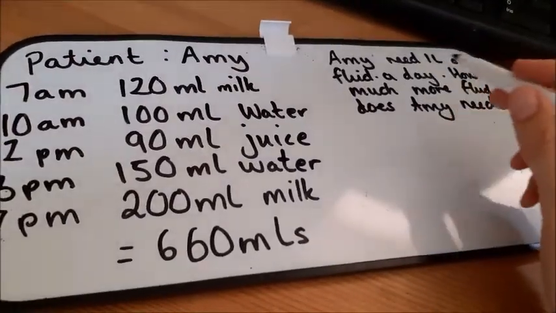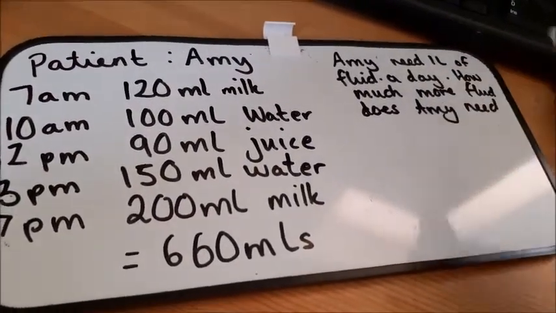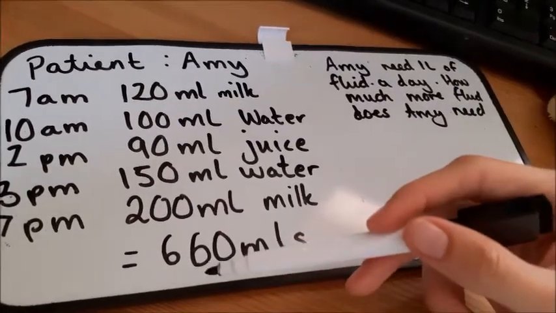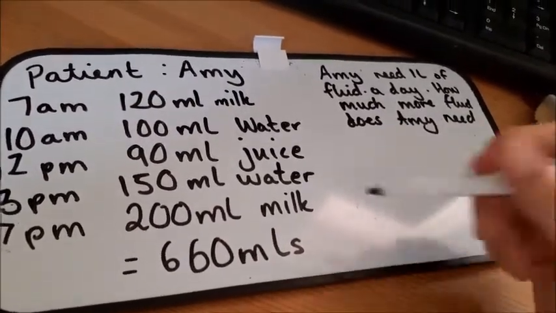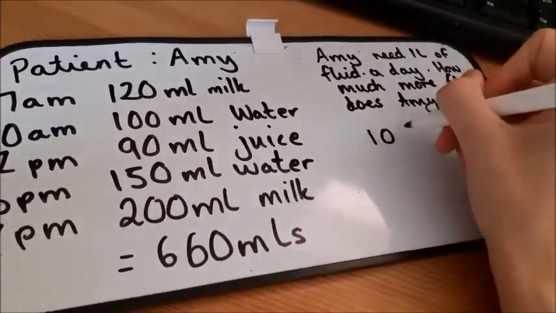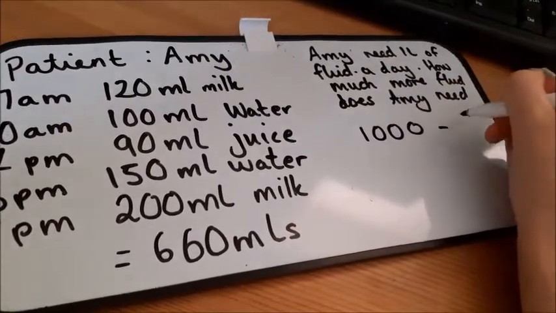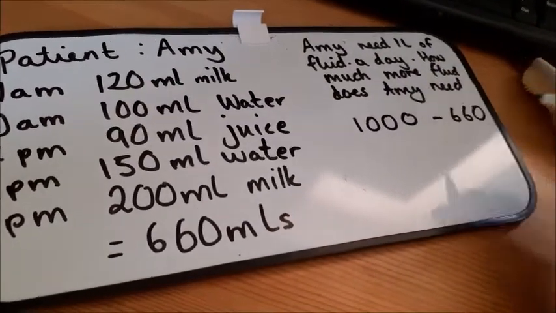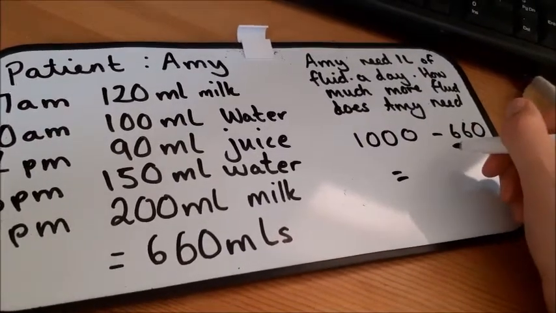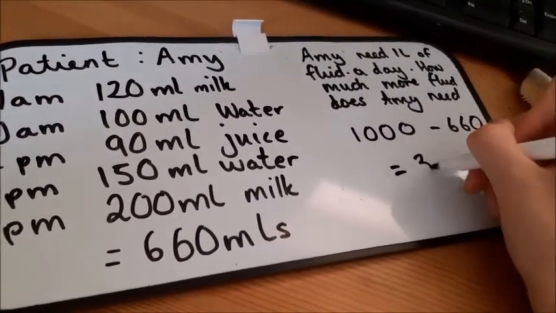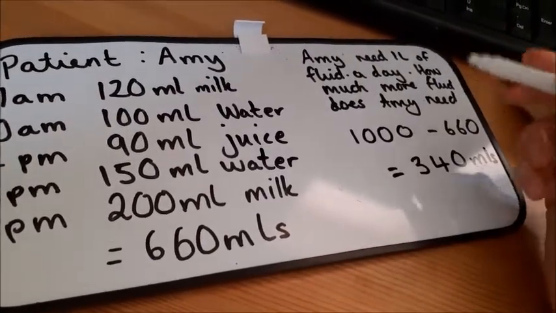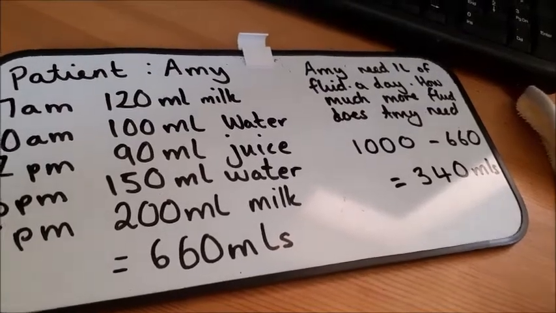So in total today, Amy has had 660 mils. You then might get asked something like this. Amy needs 1 litre of fluid a day. How much more fluid does Amy need? So obviously 1 litre is 1,000 mils, as I said before. So she's not quite had enough. So you're just doing 1,000 mils minus the 660 that she's had and seeing what we have left. So you've got the 40 and then the 300. So 340 mils more fluid is what Amy requires today.